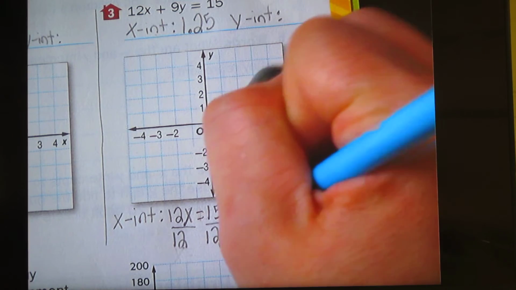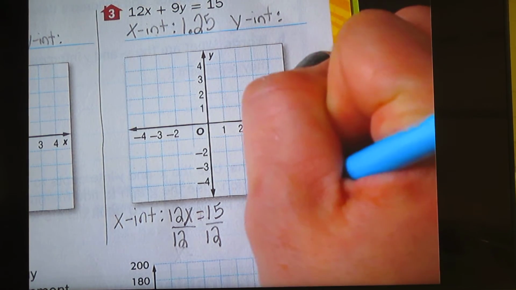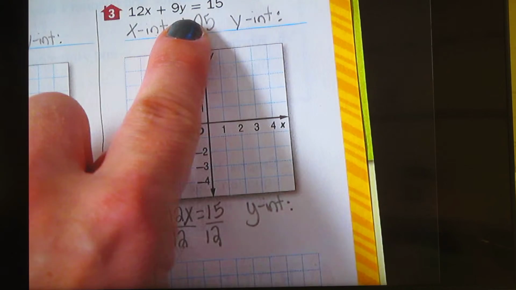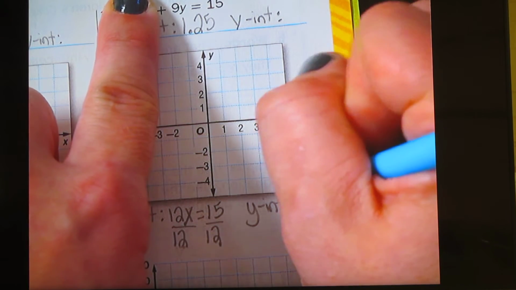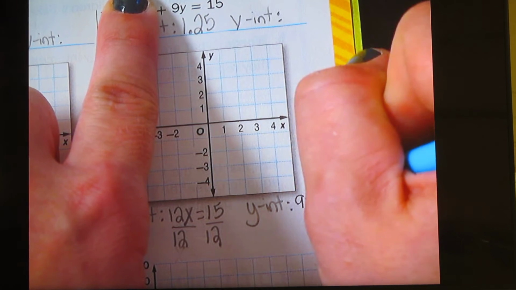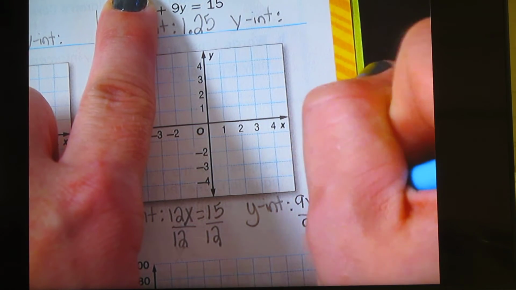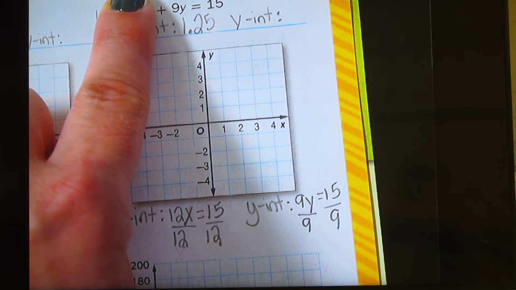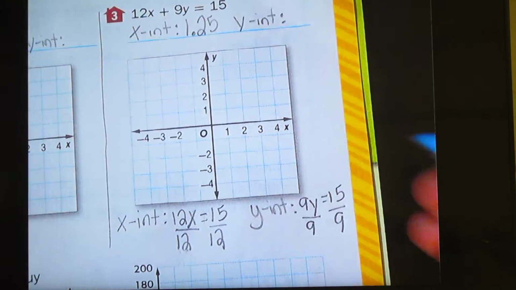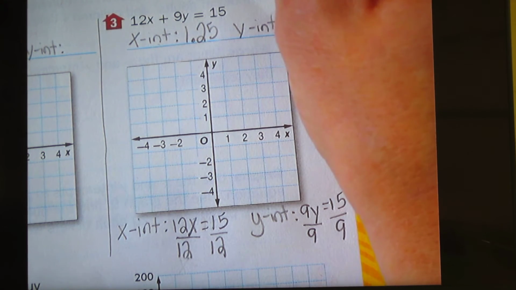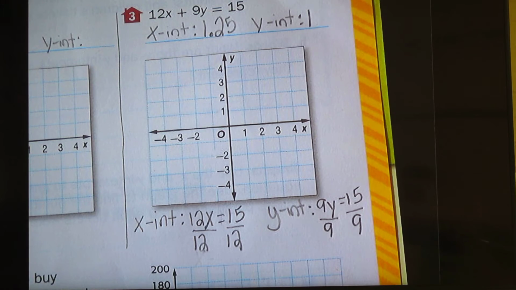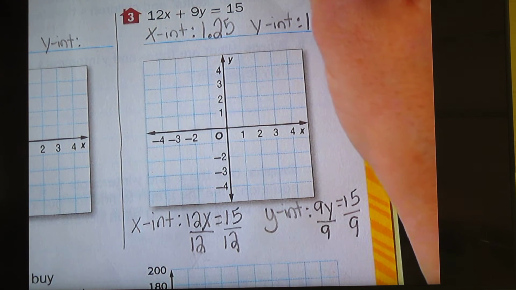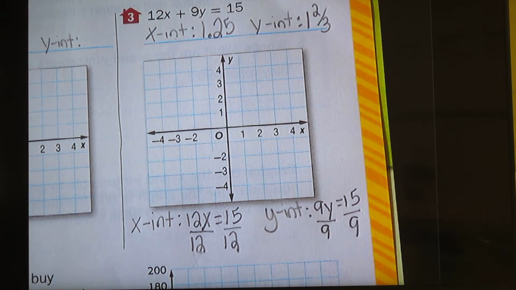I'm going to do the exact same thing for my y-intercept. If I'm going to get my y-intercept, I'll let my x be 0, so I cover up that term. And I have 9y equals 15. Divide both sides by 9. 15 divided by 9 gives me 1.6 repeating. If it's a repeating decimal, I don't really like my students to write it as a decimal. I prefer them to write it as a fraction. And we all should know that 0.6 repeating is the fraction 2/3.